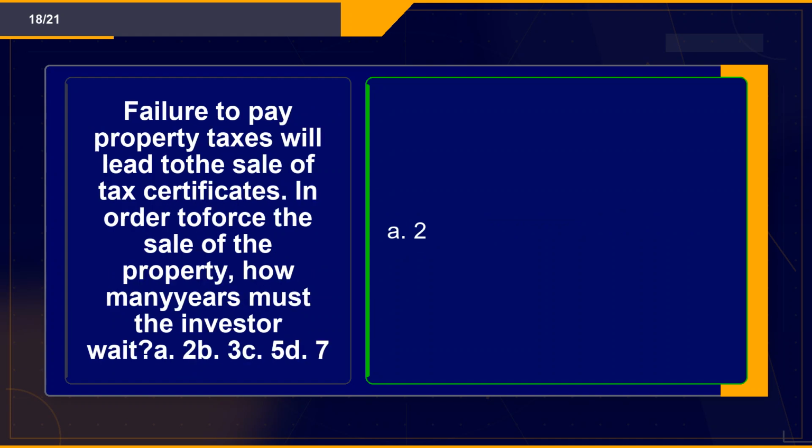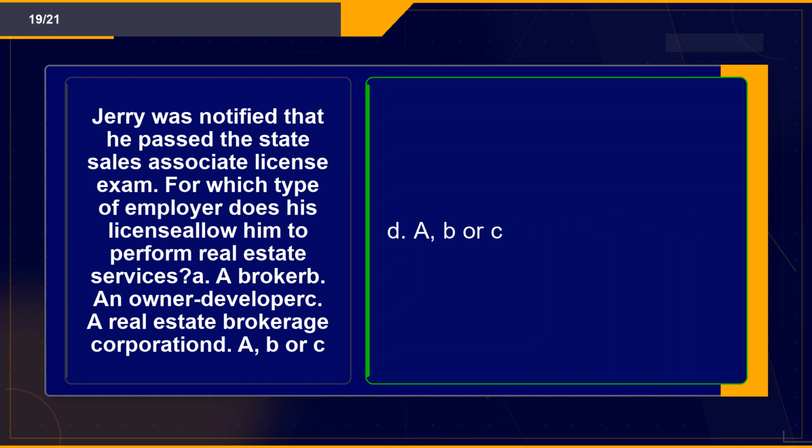Flashcard 18. Term. Failure to pay property taxes will lead to the sale of tax certificates. In order to force the sale of the property, how many years must the investor wait? A. 2. B. 3. C. 5. D. 7. Definition. A. 2.